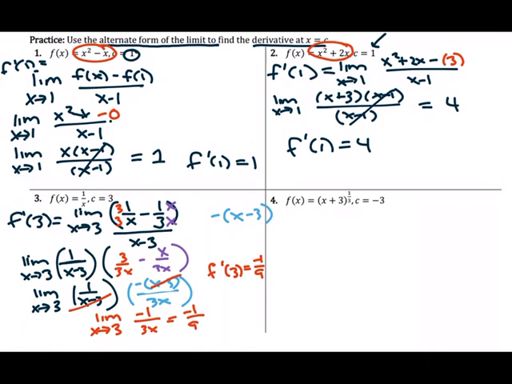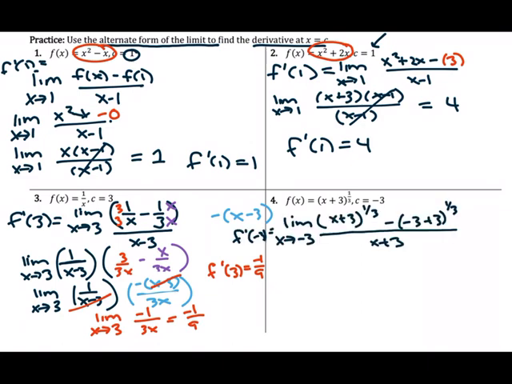If you haven't already, go ahead and set up using the alternate definition for number 4. So here we go. f prime of negative 3 equals the limit as x approaches negative 3 of (x plus 3) to the 1/3 power minus, this is all going to become 0. I'm hoping you can see this. Negative 3 plus 3 to the 1/3, that whole thing is going to become 0, all over x minus negative 3, which is just x plus 3.